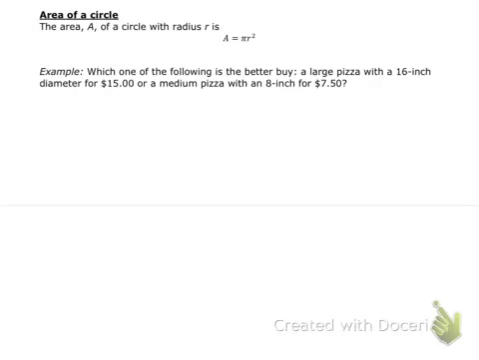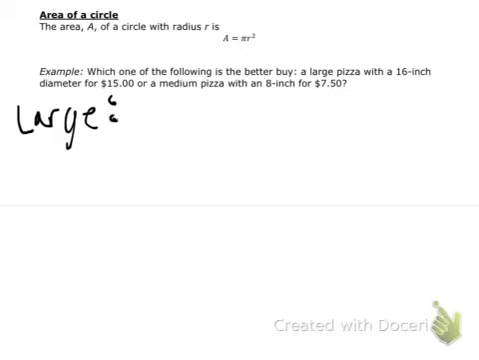For this last part, we're going to be talking about area of a circle. So the area A of a circle with radius r is A equals pi r squared. For example, which of the following is a better buy? A large pizza with a 16-inch diameter for $15, or a medium pizza with an 8-inch diameter for $7.50. So let's talk about this large pizza first.